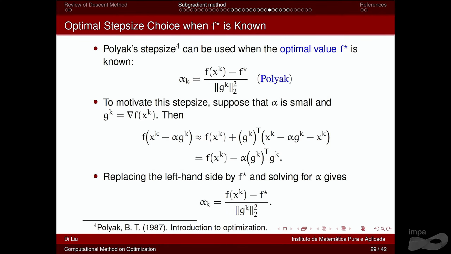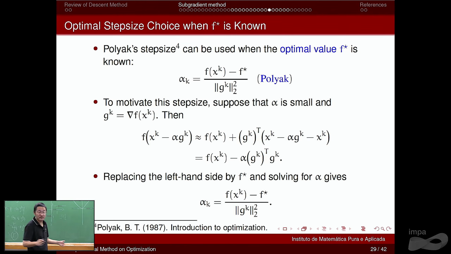We already know the optimal value. Actually, this is not very practical, okay? But it can give you some very interesting theoretical results, okay? Actually, the motivation of this step size is that we can use something like the Taylor expansion, but you do not have the gradient. You use the subgradient, you substitute the gradient by the subgradient, okay? So this is a kind of first order approximation, okay?